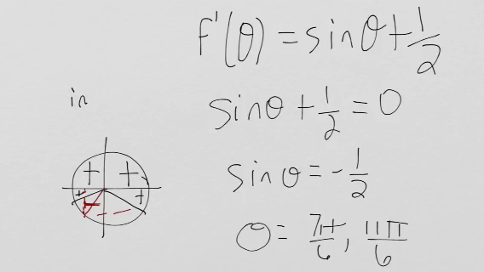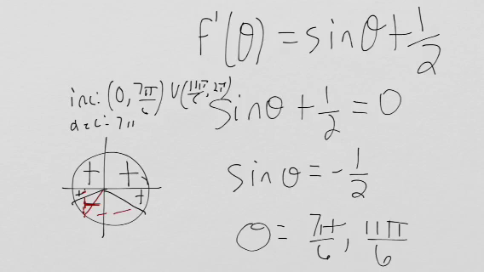So we say this thing is increasing from 0 to 7 pi over 6, and also 11 pi over 6 back to 2 pi, and then it's decreasing from 7 pi over 6 to 11 pi over 6. And that's all we need to know. We don't care about what the original function is. We're given the derivative. We can determine where this thing is increasing and decreasing.